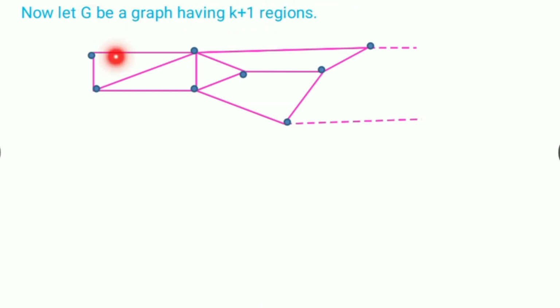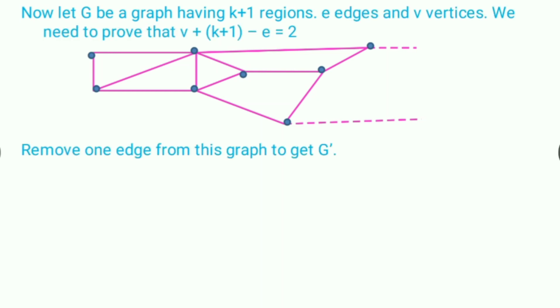Let this be the first region, second region, third region, fourth region, fifth region, and so on, 7th, 8th, 9th and the K plus 1 region. Let this graph have V vertices and E edges. Then we need to prove that V plus K plus 1, the number of faces, minus edges is equal to 2. Vertices plus faces minus edges equal to 2. We have to prove this.